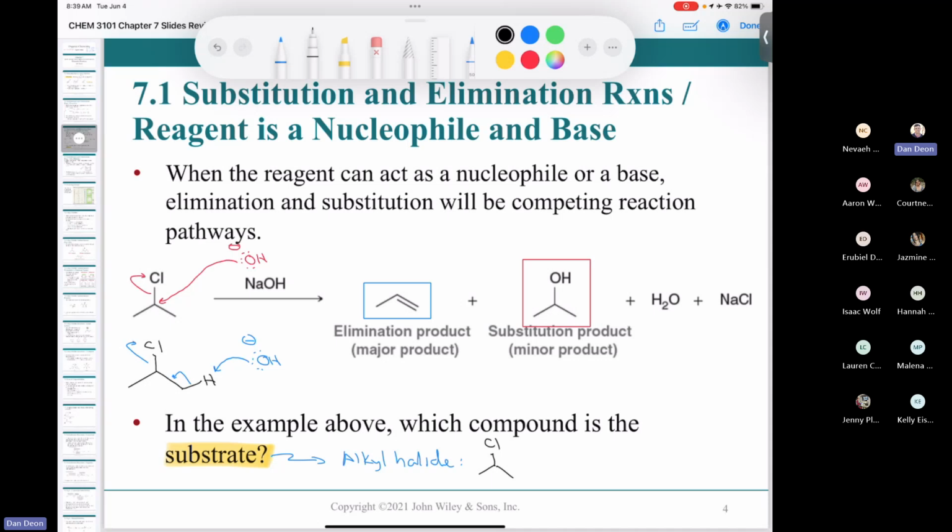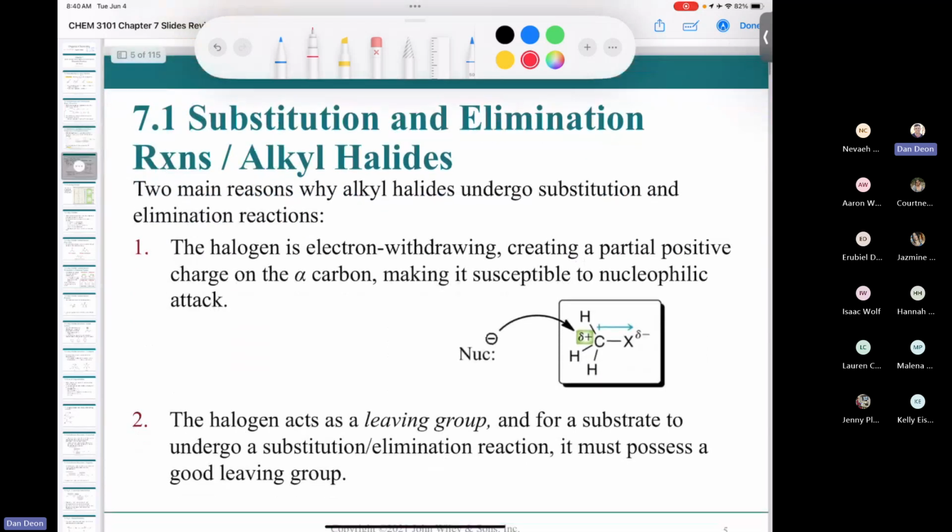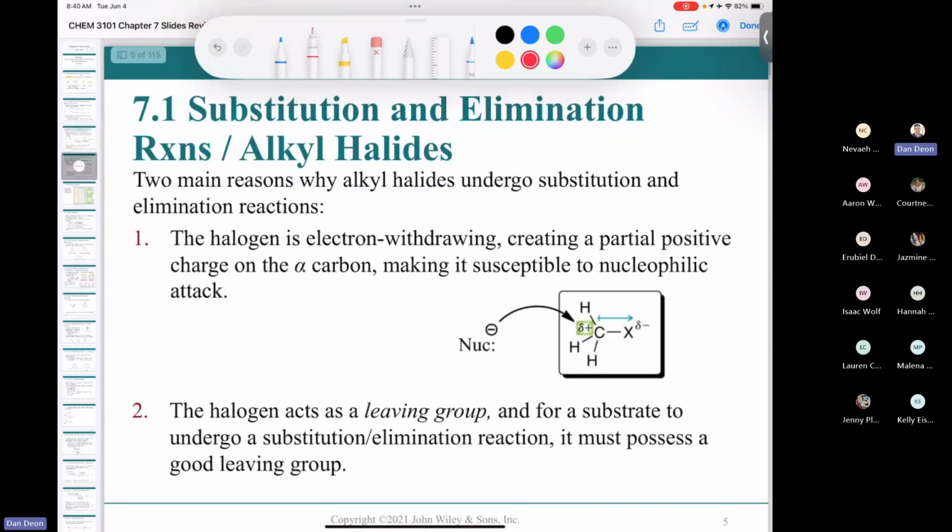But anyhow, in this class, when we talk about a substrate, it usually just means a starting material. Starting material, reactant, whatever you want to call it. That's what a substrate means in organic chemistry. So substrate in this case is the reactant, the starting organic molecule. So why do substitution and elimination reactions occur? Well, I've tried to uncover that with you already, a little bit.